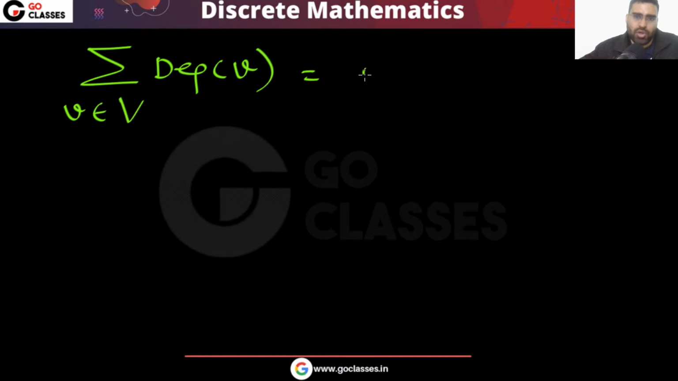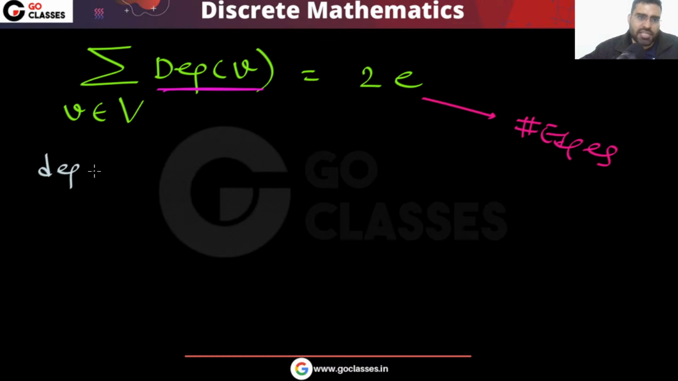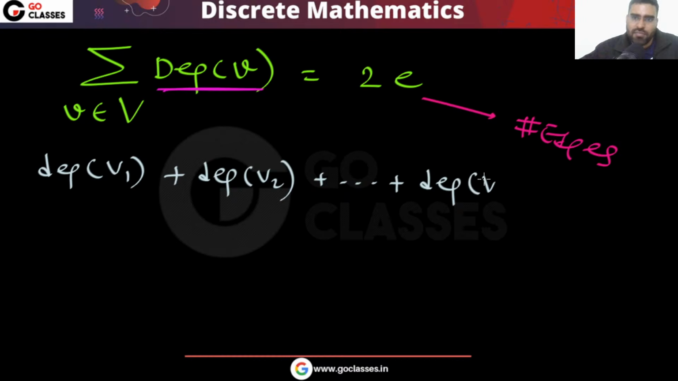Do you agree that, for example, let's assume this is your total degree, the summation of degree of all the vertices, right? Yes or no? This is equal to twice the number of edges. Okay, this is your number of edges. This we already know. Now, here we are putting the actual degrees, like degree of V1 plus degree of V2 plus degree of Vn is equal to 2e. Do you agree?